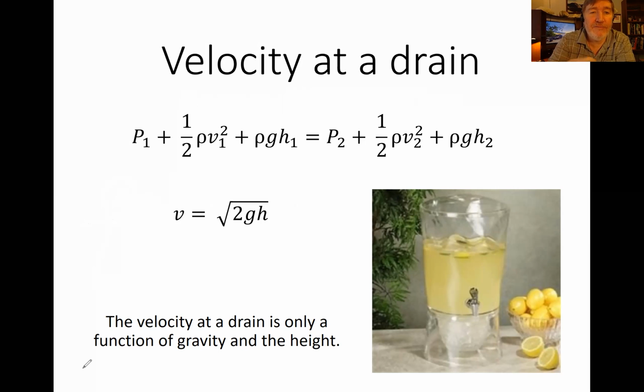Okay, so the first thing is the uppercase P. That stands for pressure.